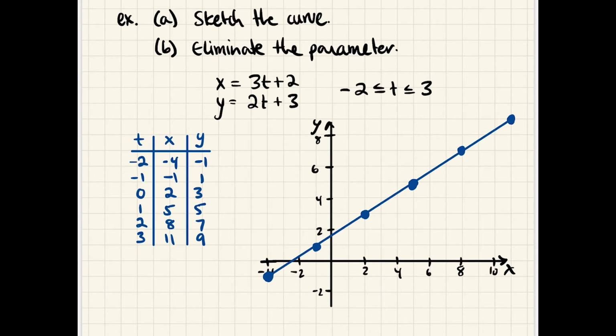Now we've connected this with a straight line, and let's show the direction of increasing t. But be careful not to extend the line outside of the initial and the last point, because we were given this bound of t being between -2 and +3. So it's just the line segment. Okay, that was very interesting. Let's do part B, eliminate the parameter.